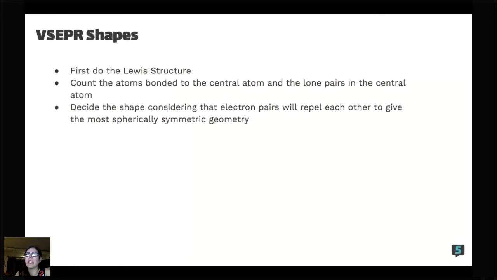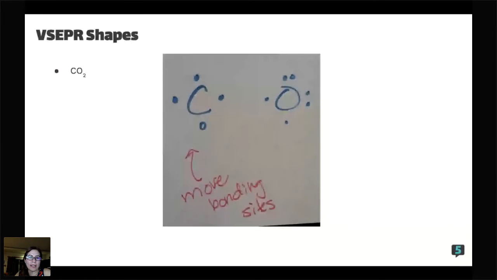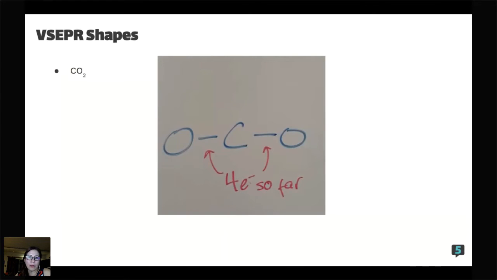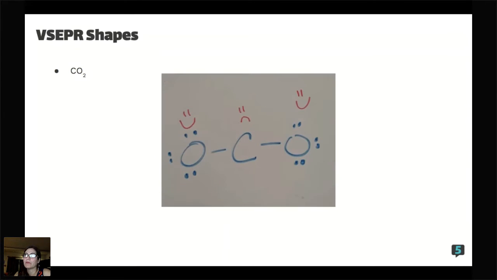Okay, so for example, carbon dioxide. If we do the count, we end up with 16 valence electrons. If we consider the valence electrons for carbon and oxygen, we find out that carbon has more bonding sites. So carbon will be our central atom. Then we do the skeletal structure, and we have 4 electrons so far. We complete placing more electrons with oxygen. And we notice that carbon is sad because it only has 4 electrons.